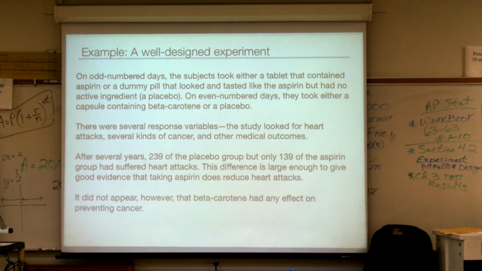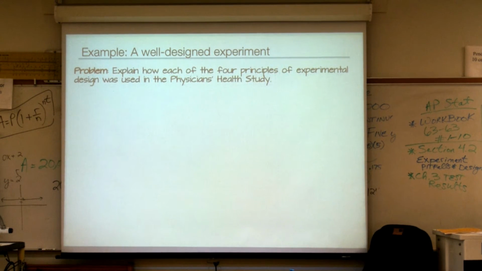There were several response variables. The study looked for heart attacks, several kinds of cancer, and other medical outcomes. After several years, 239 of the placebo group, but only 139 of the aspirin group had suffered heart attacks. This difference is large enough to give good evidence that taking aspirin does reduce heart attacks. It did not appear, however, that beta-carotene had any effect on preventing cancer. Now let's explain how each of the 4 principles of experimental design was used in this study.